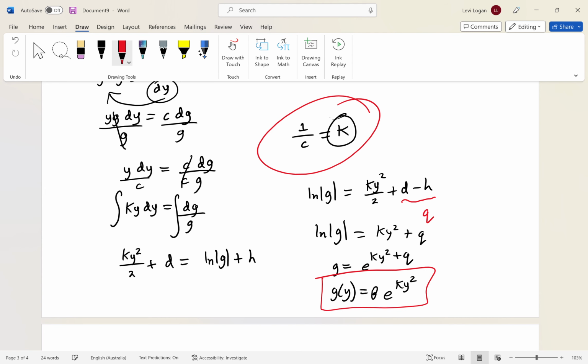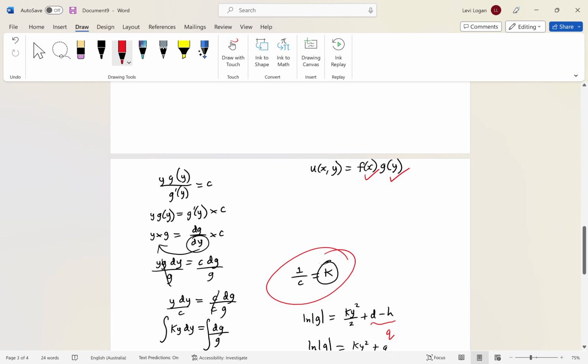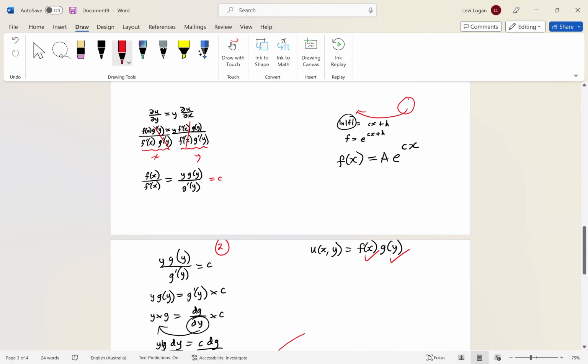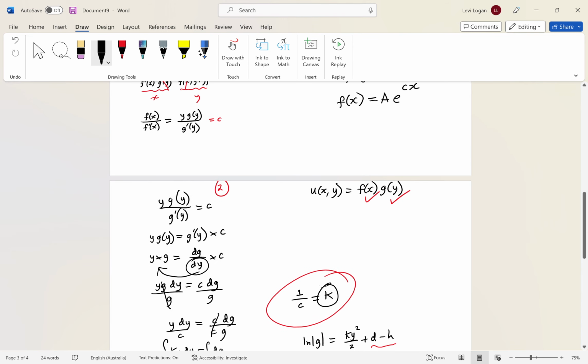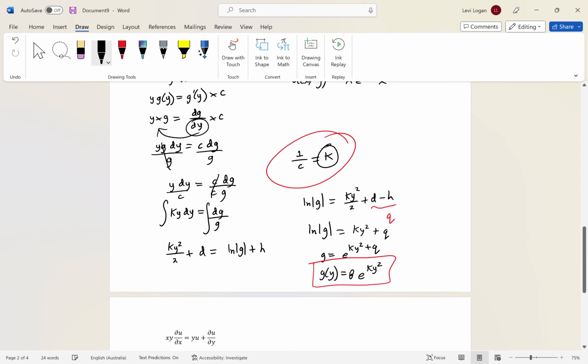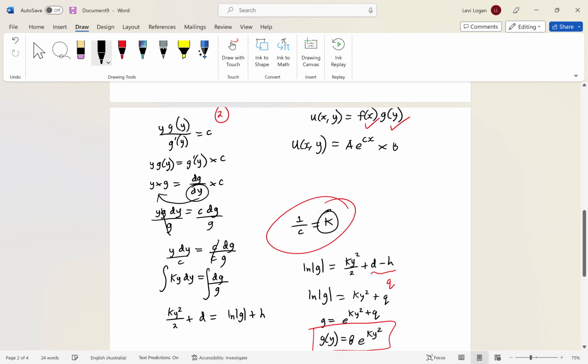Boom. That's our second ODE solved. All we've got to do now to solve our partial differential equation is plug in f of x here and g of y here. So therefore, u of x and y is equal to a e to the cx times g of y, which is b e to the ky squared. Okay?